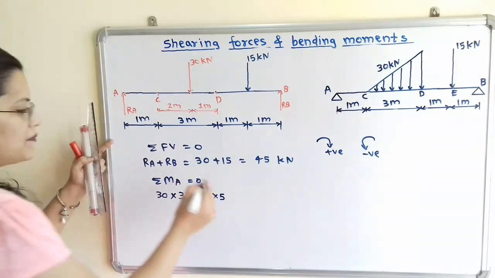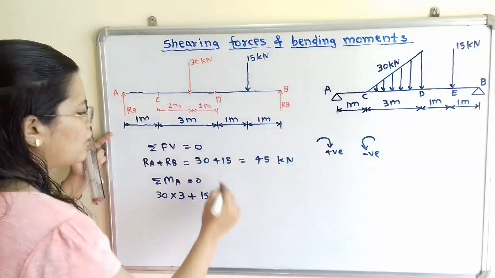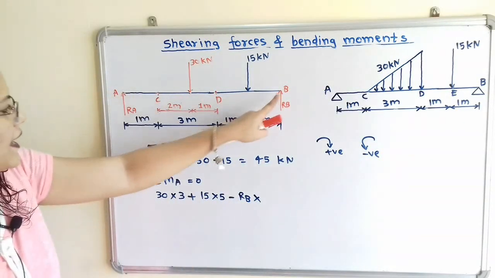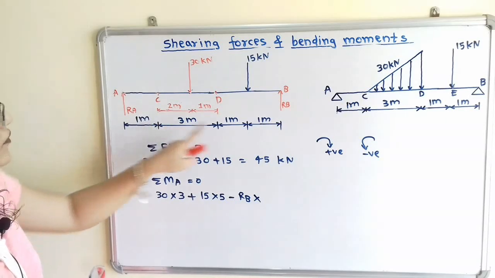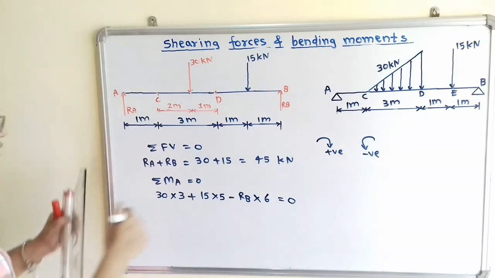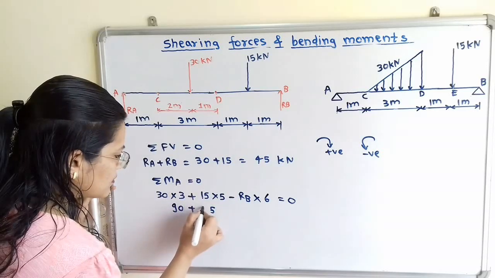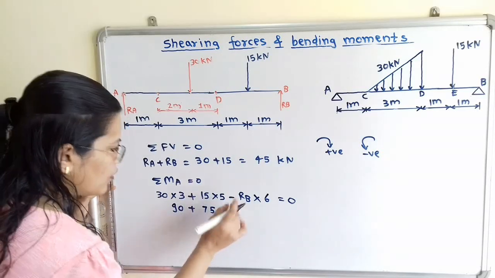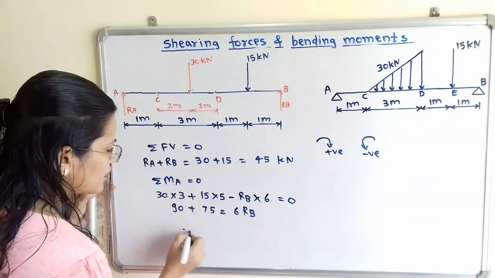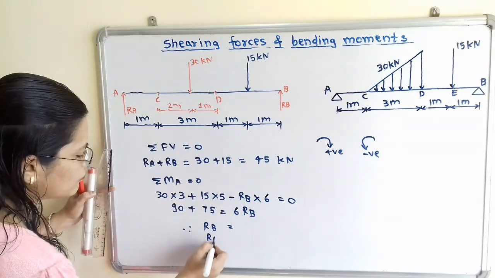Then next is RB. So if I move the compass in the direction of RB, then it is anti-clockwise direction. So minus RB multiplied by distance in between A and B. So 3 plus 1, 4, 5, 6. RB multiplied by 6 is equal to 0. So we will solve this. 90 plus 75 minus, so I will transfer this 6 RB, and therefore we can find this RB, and from the value of RB we can also calculate RA.